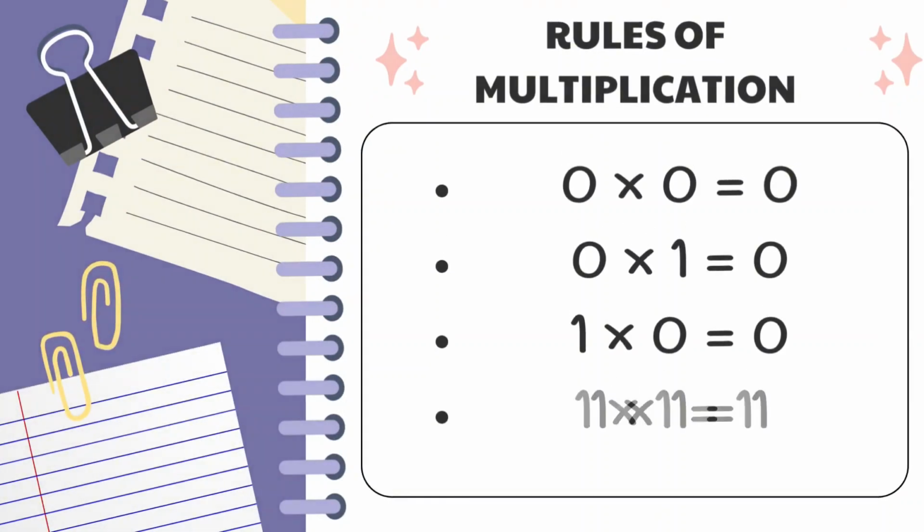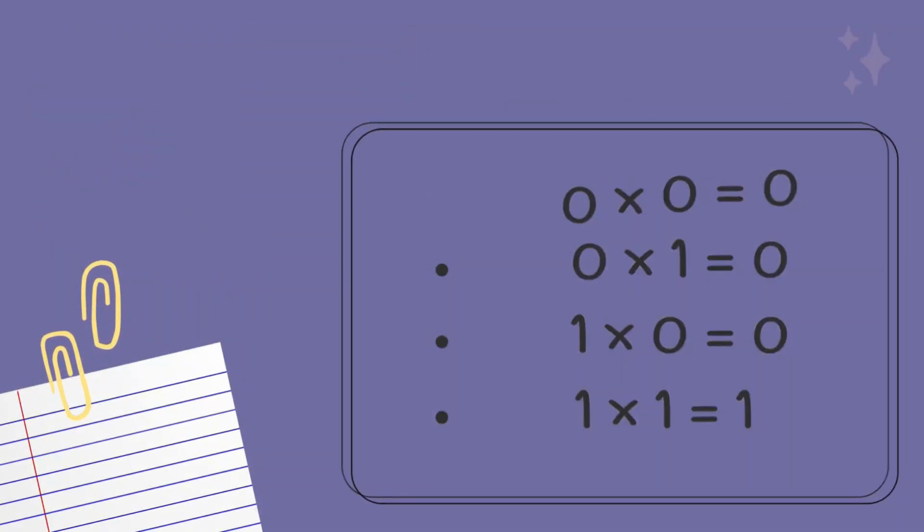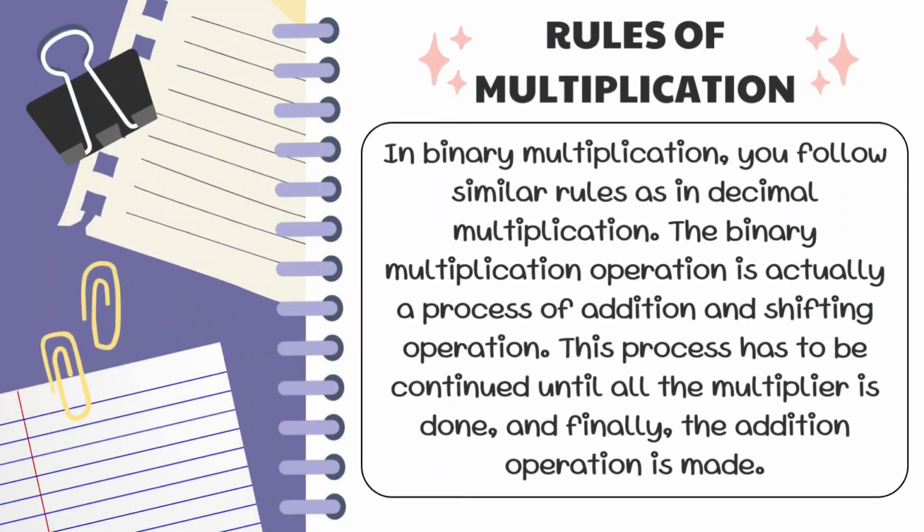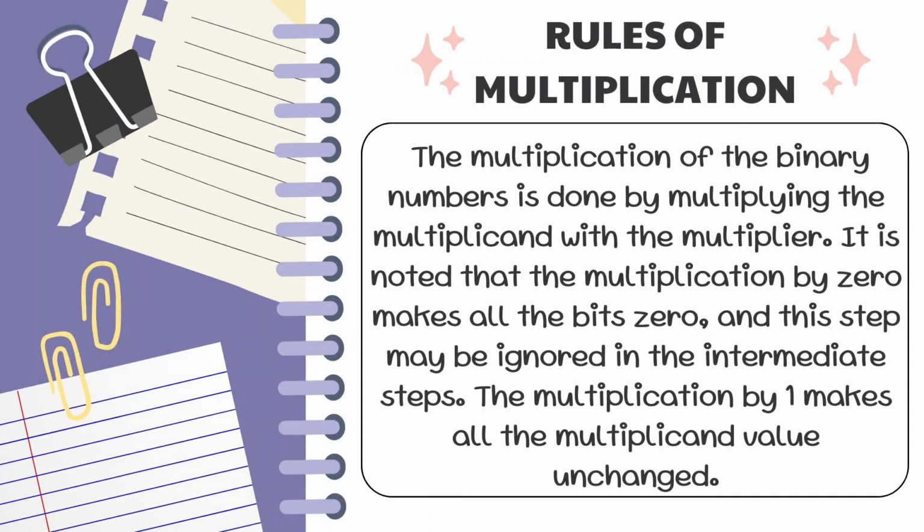The rules of multiplication are rather simple. In binary multiplication, you follow similar rules as in decimal multiplication. The binary multiplication operation is actually a process of addition and shifting operation. This process has to be continued until all the multiplier is done, and finally, the addition operation is made. Rules of multiplication: the multiplication of the binary numbers is done by multiplying the multiplicand with the multiplier.